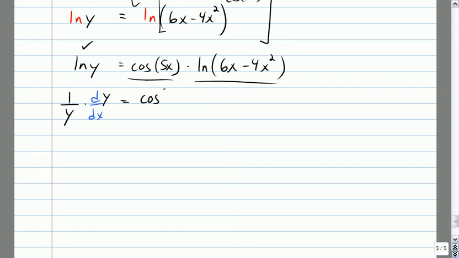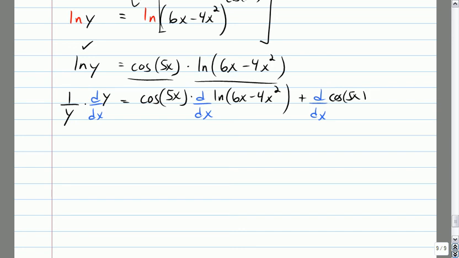So you go cosine 5x times the derivative of the natural log of 6x minus 4x squared, that's half the product rule, plus the derivative of cosine 5x times the natural log of 6x minus 4x squared. Okay, so I got a couple derivatives to find. It's not a huge deal. The left side is 1 over y prime.